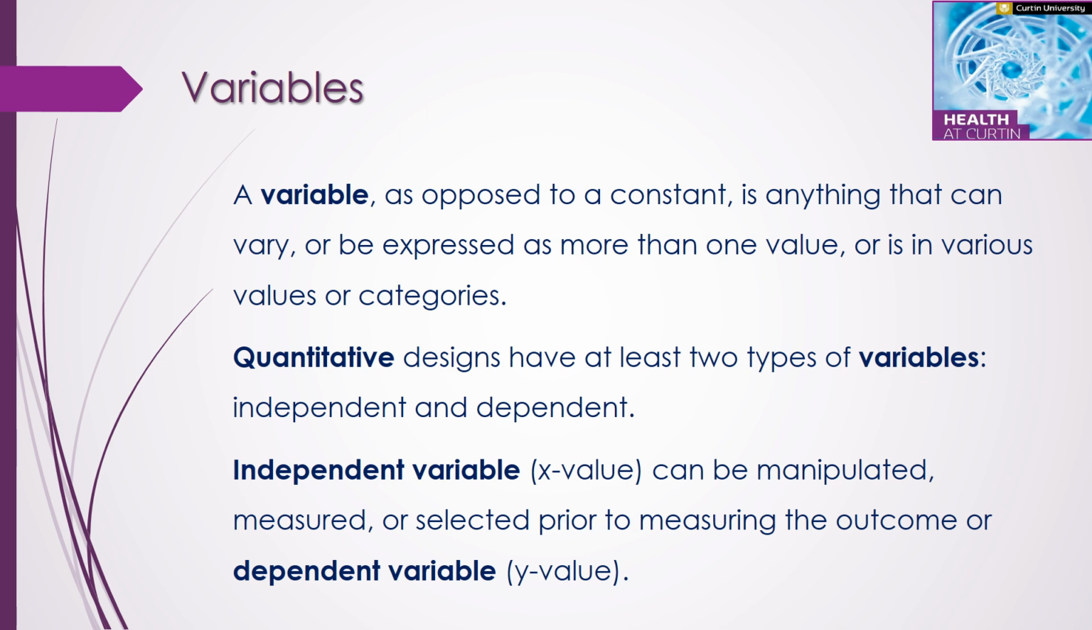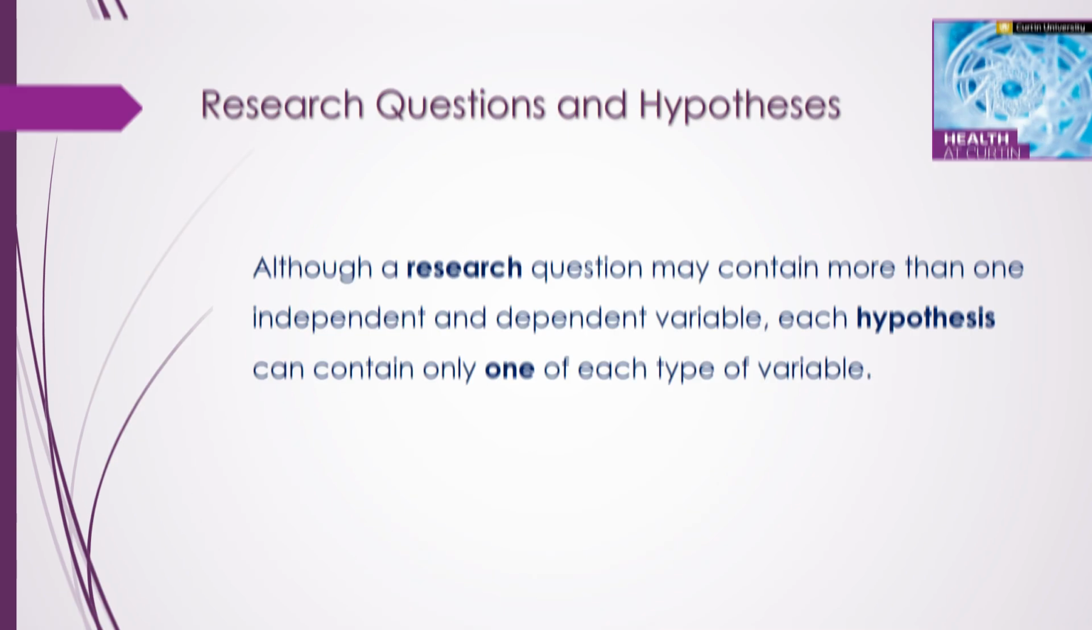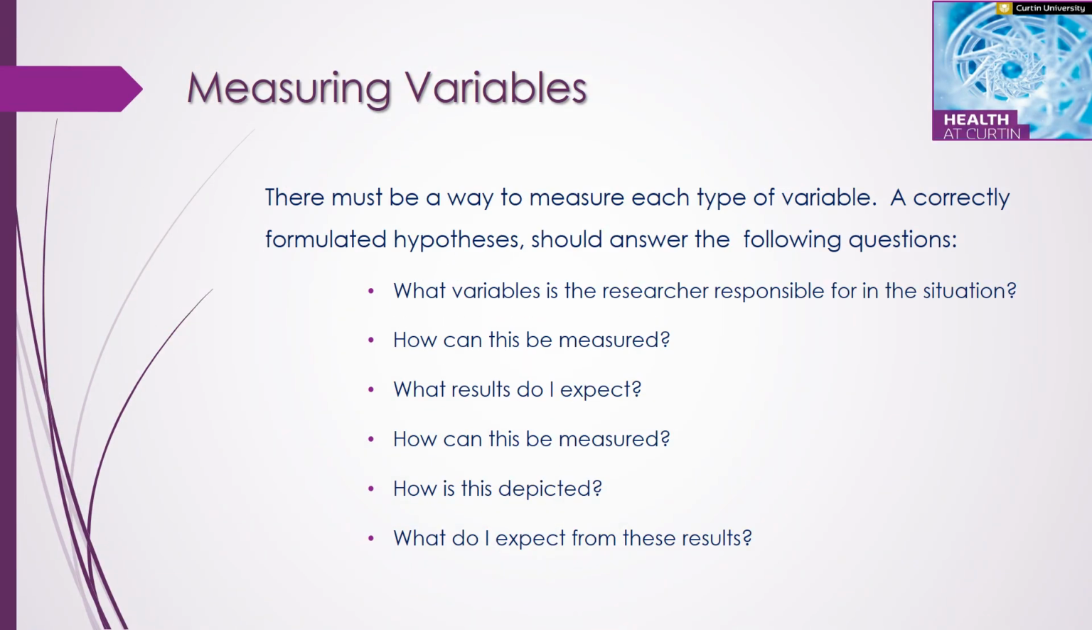Quantitative designs have at least two types of variables, independent and dependent. The independent variable can be manipulated, measured, or selected before measuring the outcome, or dependent variable. While a research question may involve more than one independent and dependent variable, each hypothesis must contain only one of each type. There must be a way to measure each type of variable.